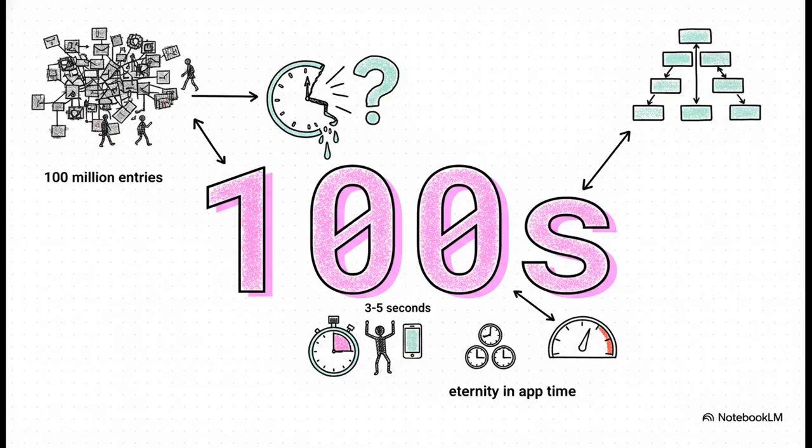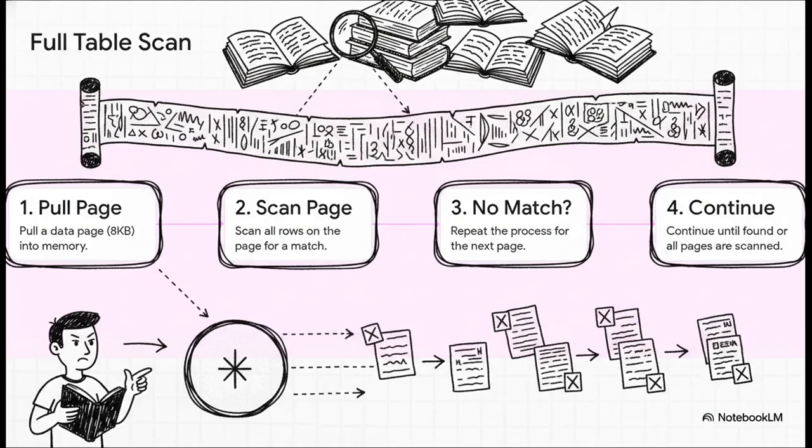To put a number on it, just imagine you've got a user table with 100 million people in it. In a worst-case scenario, with no index, finding just one of those users could take up to 100 seconds. 100 seconds! Now, okay, databases have some clever tricks to bring that down, maybe to 3 to 5 seconds, but let's be real. Even 5 seconds is an absolute eternity when you're waiting on an app. So what on earth is the database doing all that time? It's doing something called a full table scan.